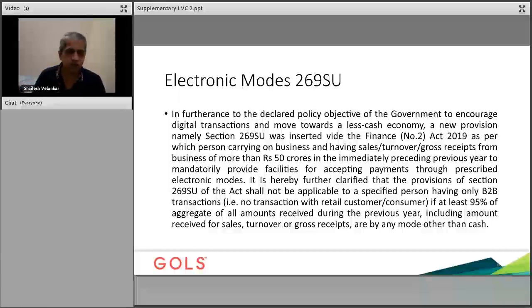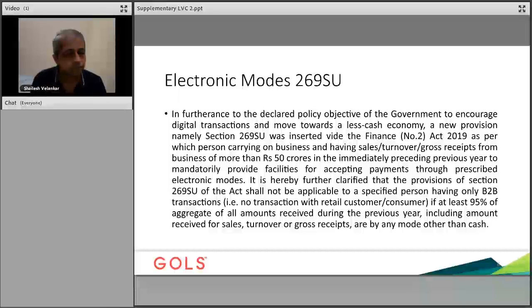Okay, well, this is only a clerical provision according to me. I think a lot of energy has been wasted on making this provision, because I mean, a company which is already receiving 95% of its income by check or by electronic means, what big concession are you giving by adding this particular line? Anyway, this is a provision, and we are students of income tax, so we have to study this.